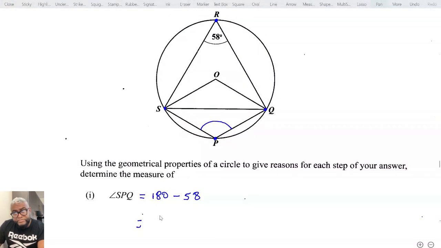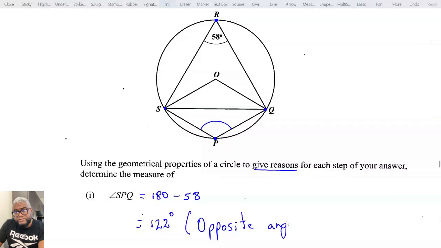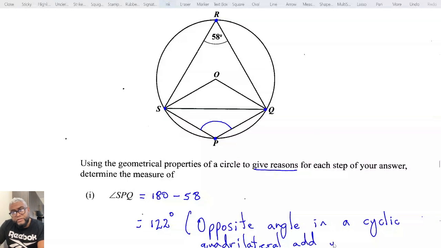So SPQ is equal to 122 degrees, and you must give reasons. Your reason here will be: opposite angles in a cyclic quadrilateral add up to 180 degrees.